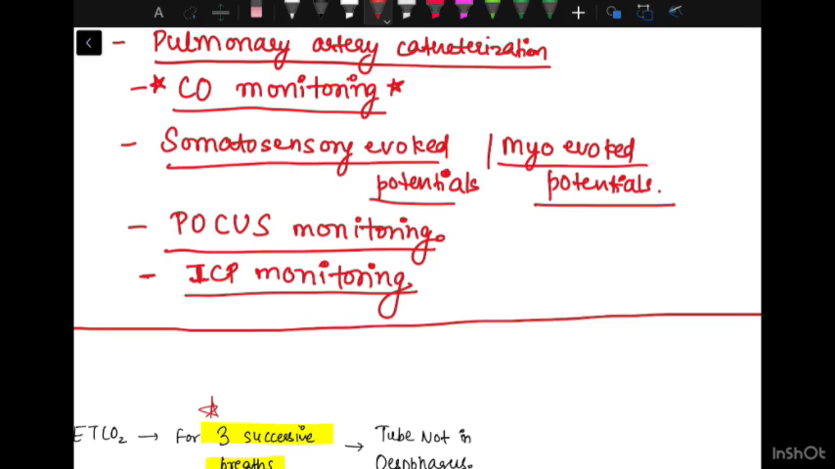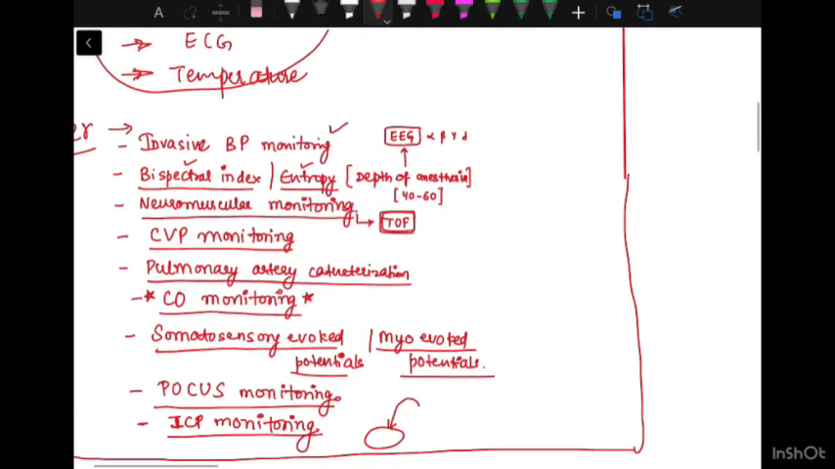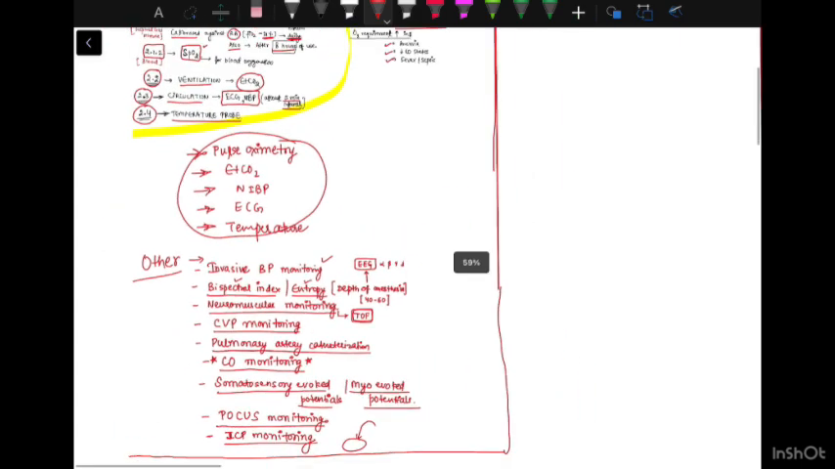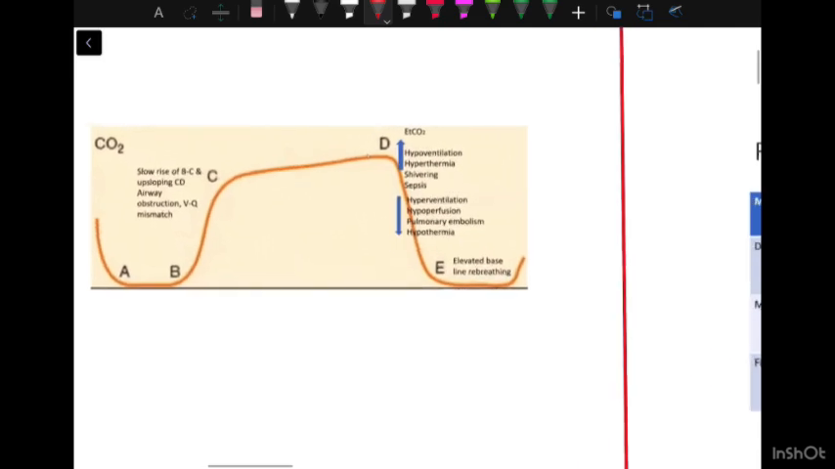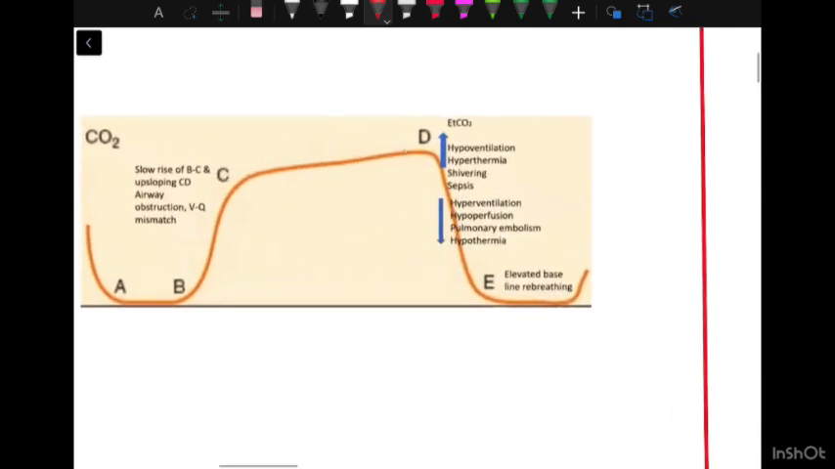Then we come on to the ICP monitoring, the intracranial pressure monitoring, used in neurosurgery patients, where we put a cannula into the ventricle of the brain, and that will measure the intracranial pressure. So these actually cover most of the monitors that we use in anesthesia.